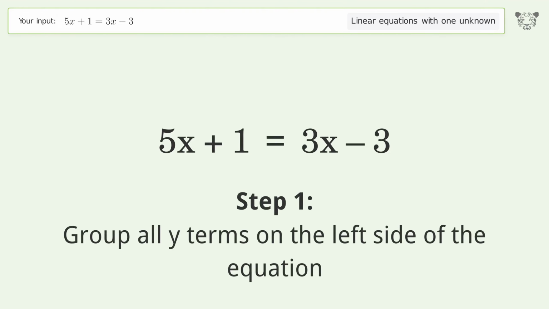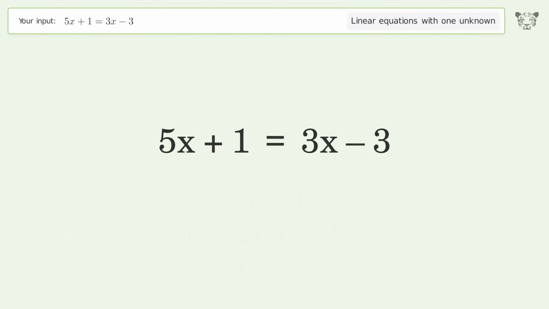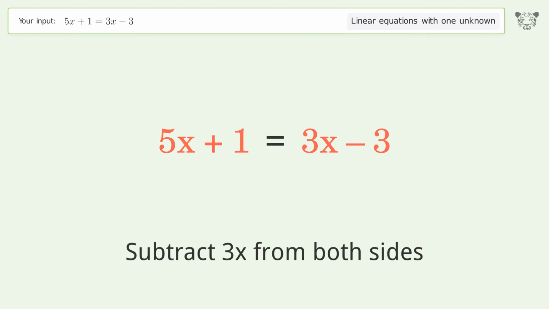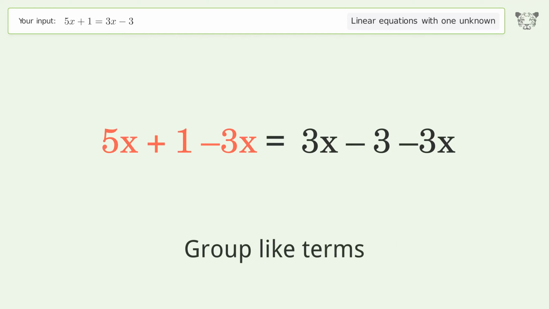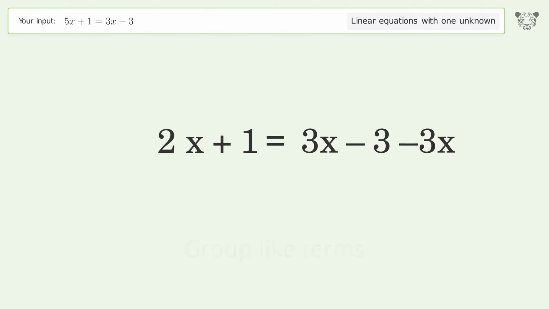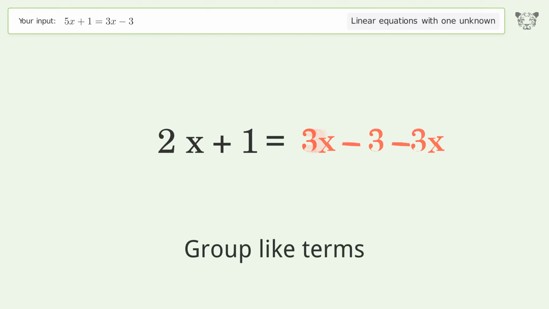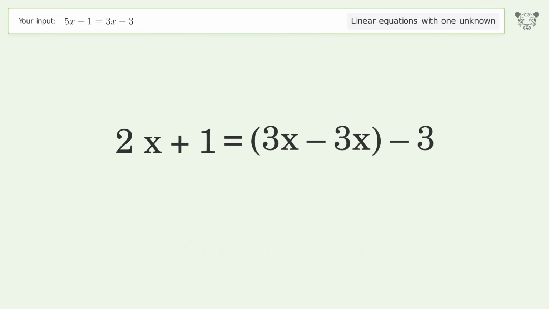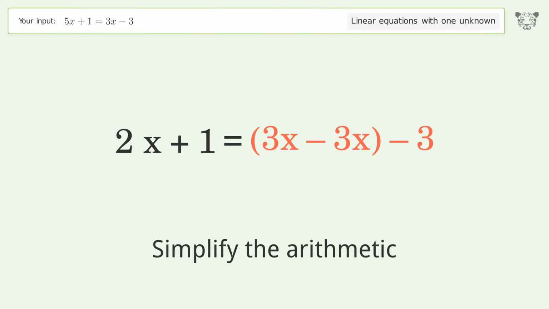Group all y terms on the left side of the equation. Subtract 3x from both sides. Group like terms. Simplify the arithmetic. Group like terms. Simplify the arithmetic.